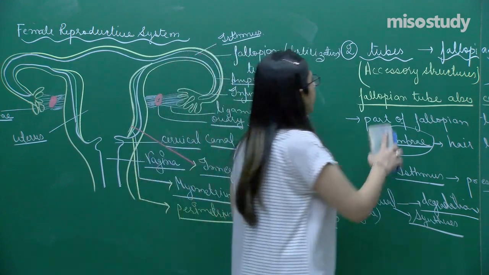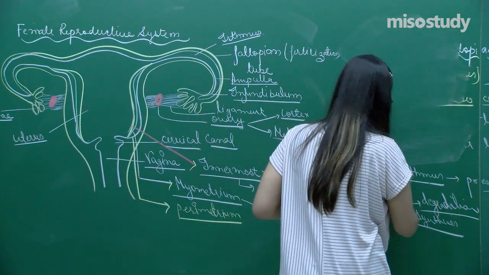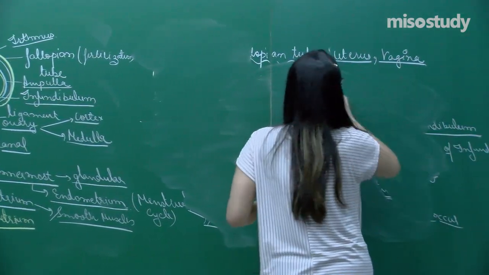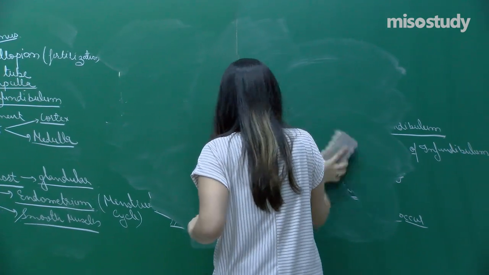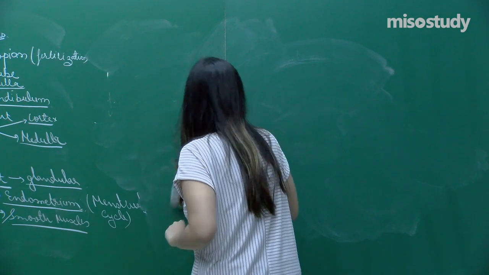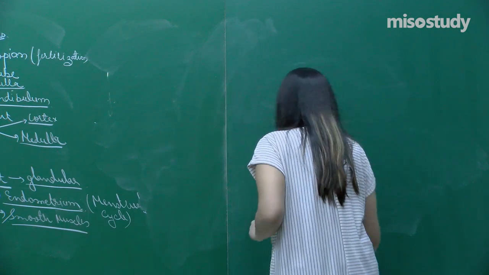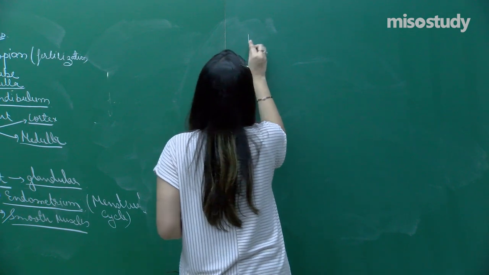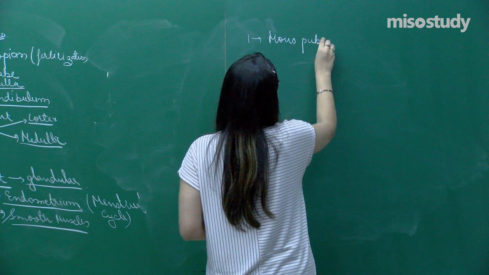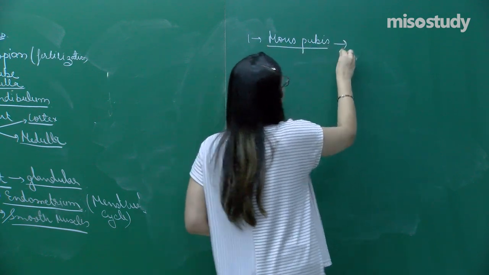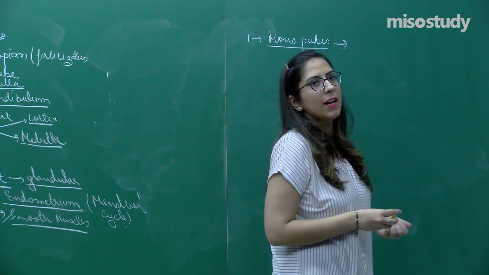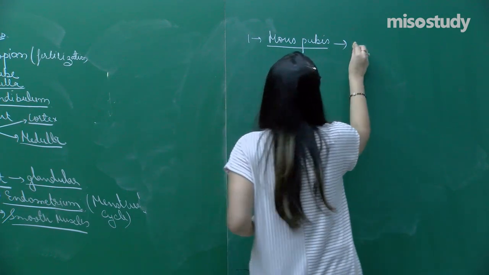Now let's talk about the female reproductive tract external structure. In this, different parts are present. First of all, let's talk about the outermost one, which is called the mons pubis. The mons pubis is a fleshy mass of cells, and these cells have hair present.